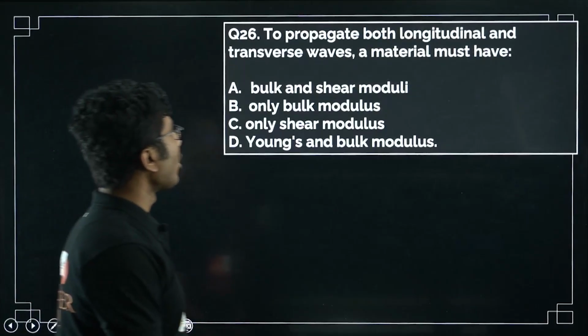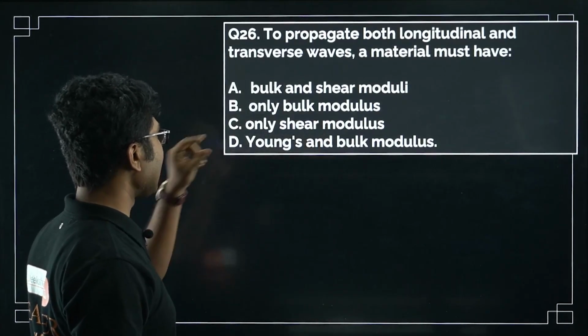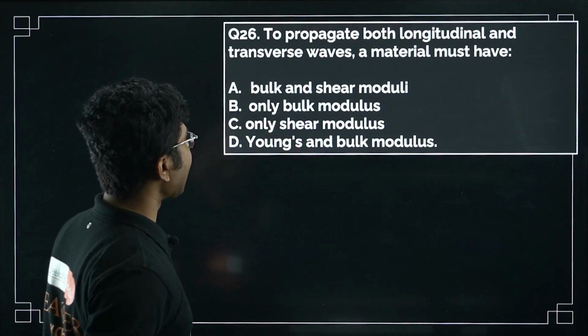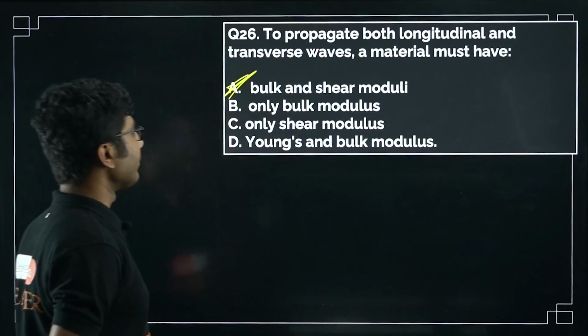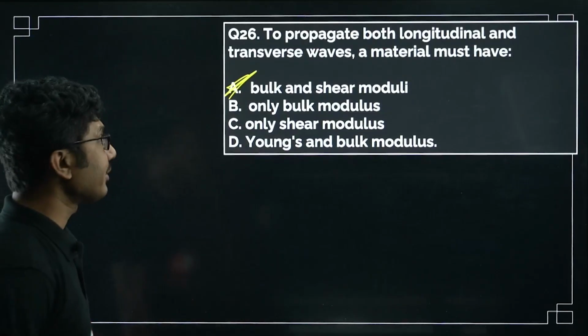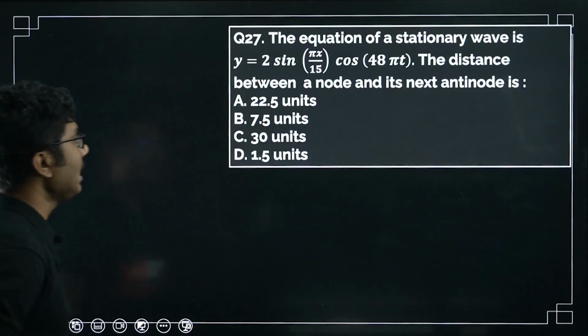Next, to propagate both longitudinal and transverse waves, a material must have bulk modulus and shear moduli. Okay, bulk modulus is for longitudinal wave and shear moduli is for transverse wave. So both bulk and shear moduli must be there.